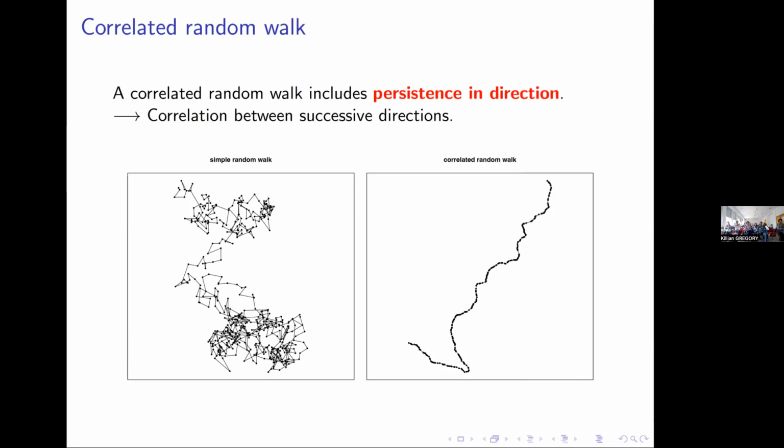But in a correlated random walk, there's directional persistence in your movement. And this can be a very handy one for animals. It's very simple, but it captures the fact that there's a persistence in movement, especially if they're going after a target or something like that.